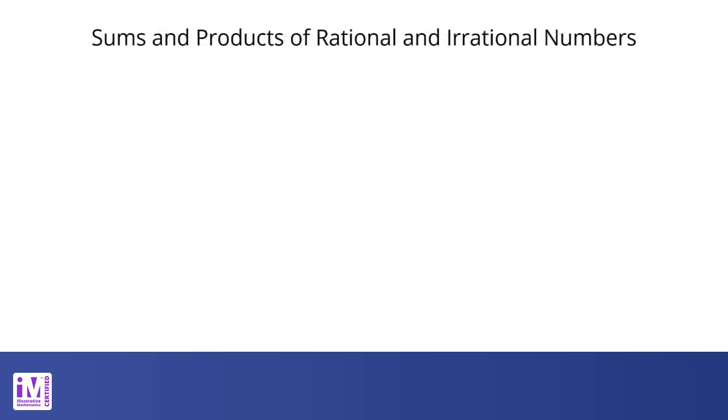The sum of a rational number and an irrational number is irrational. To explain why requires a slightly different argument. Let r be a rational number and I be an irrational number. We want to show that r plus I is irrational. Suppose S represents the sum of r and I, and suppose that S is rational.